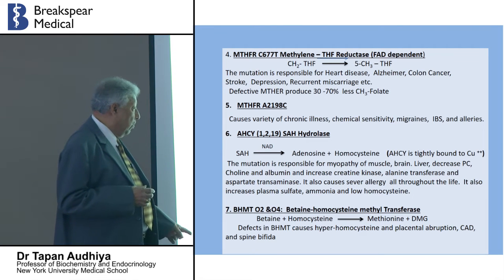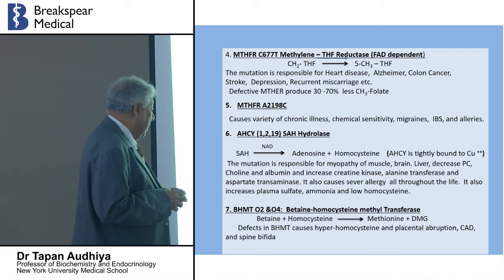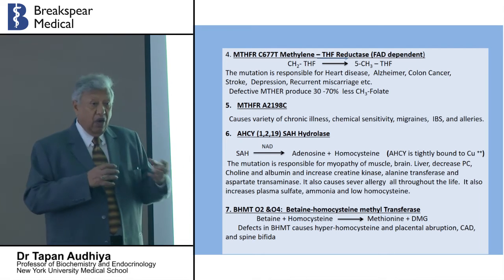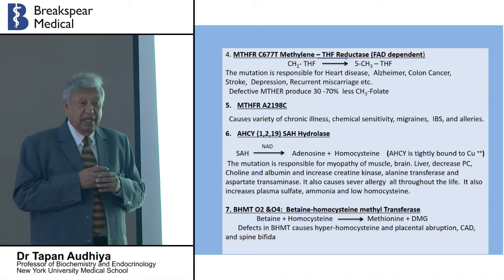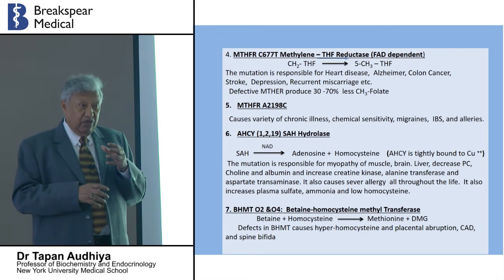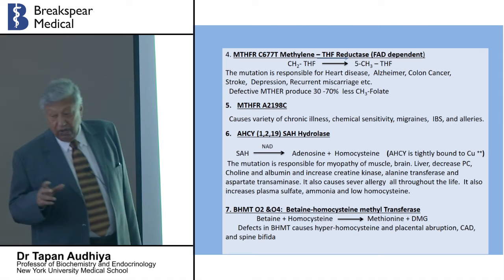This system is also associated with cardiac problems, CAD problems, and placental abruption. That means you actually break down the placenta in the process. So once the placenta is formed, after 2 to 3 weeks, within that time, if there is a mutation here, then you know what the problem is.